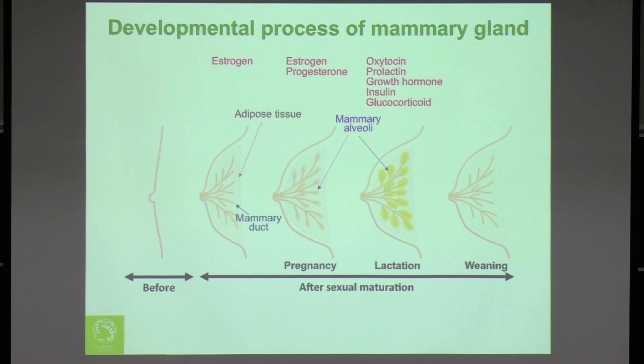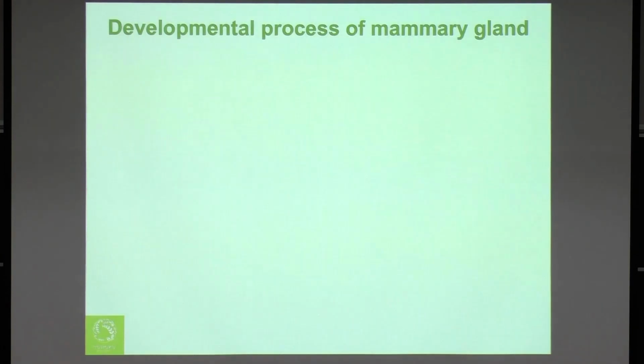And then the mammary gland alveoli tissue is more matured, and then we can start to produce milk proteins. That is the functionally matured stage. And then once the animal is weaning, the mammary gland structure immediately regresses, like this. So now you have learned how the mammary gland develops.